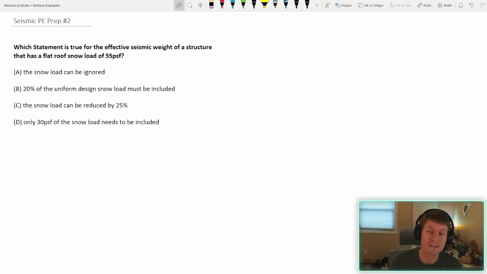PE prep, seismic specific, problem number two in our series. Let's get into it. Seems like kind of a quick one here today. If you know it off the top of your head, good for you. Circle the right answer and get the heck out of here.